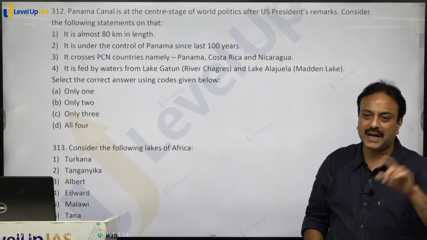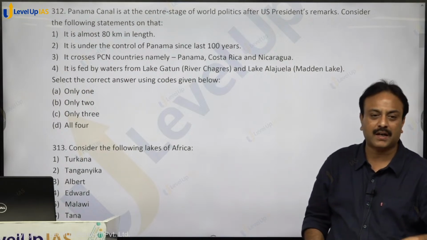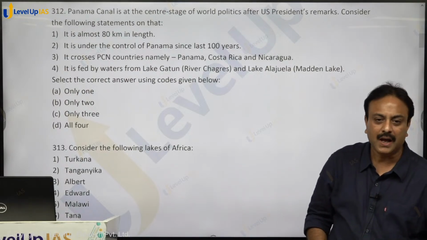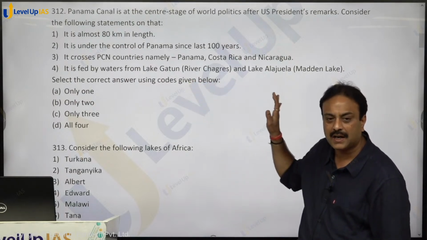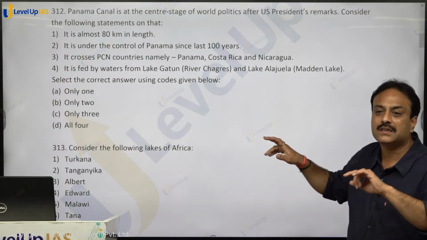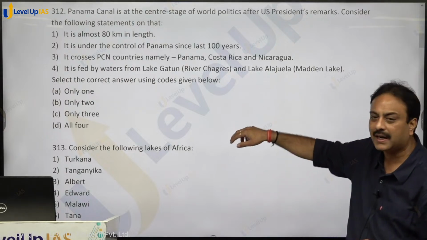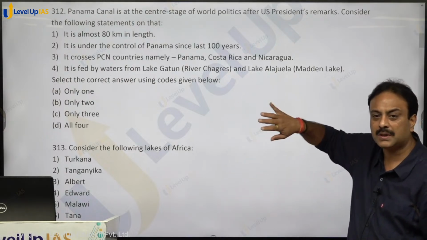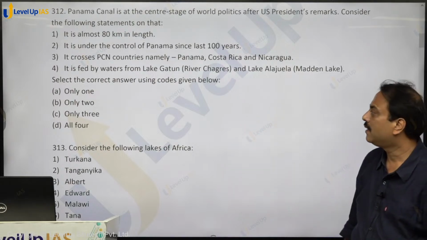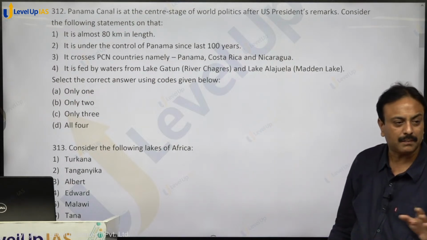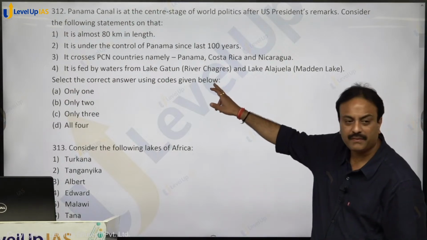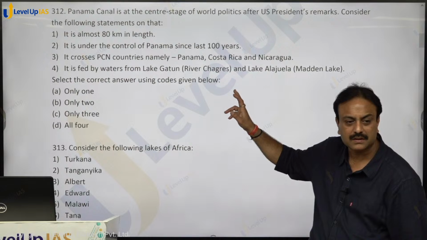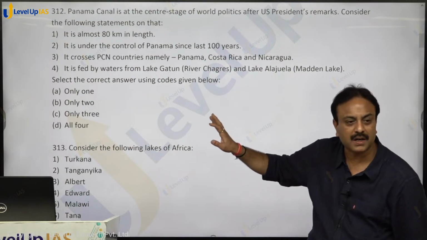So water has to be added, removed, added, removed, added, removed for the ship to sail through Panama Canal, and therefore the water is supplied by these lakes, Lake Gatun, Lake Alajuela. Lake Alajuela is basically a feed lake for Lake Gatun, and Lake Gatun supplies the water to Panama Canal compartments. Are you clear on that? These lakes are fed by river Chagres. Clear? Did you understand?